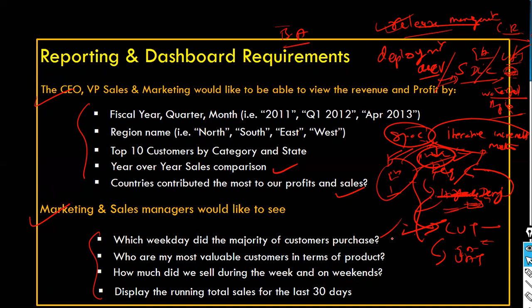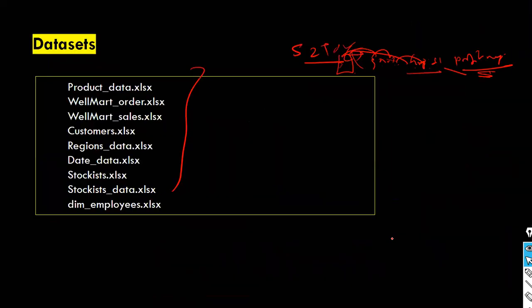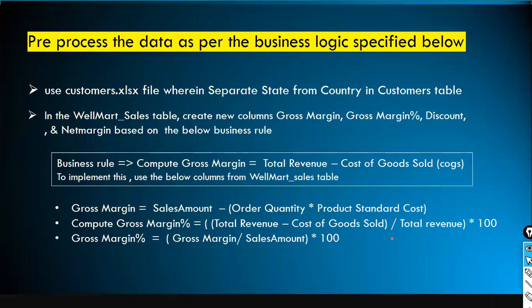If you talk this much, this is enough. I have explained the project at a high level, and to some extent the detail level also. The detail level is something like: these are the rules to pre-process the data. What is the business logic used? We have something called the customers file. The state and country column values were stored in a single column. We need to separate these two things. Apart from this, we need to create new columns: gross margin percent, discount, and net margin. Look here, I've given the formula here.